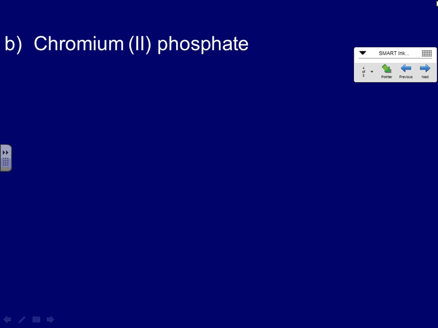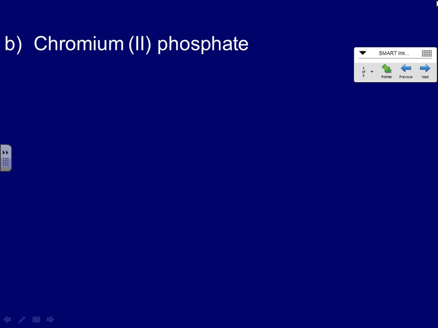Chromium 2 phosphate. Now I'll see if I can do this one above and below each other, and I'll use my space a little better. So again, we're getting very good. If we see a name, we're going to need a formula, right? Because we're going to need to get some masses. So does somebody have a formula for that chromium 2 phosphate?